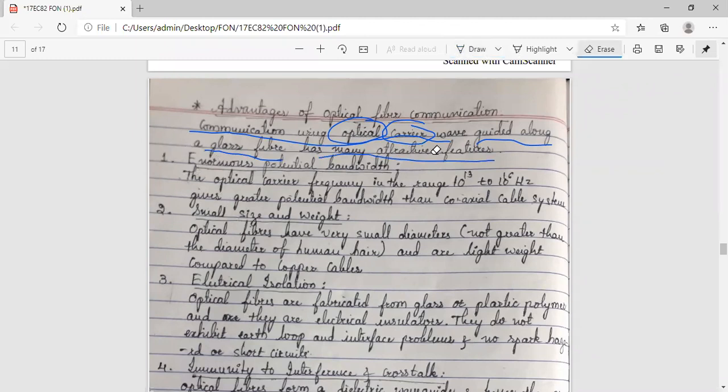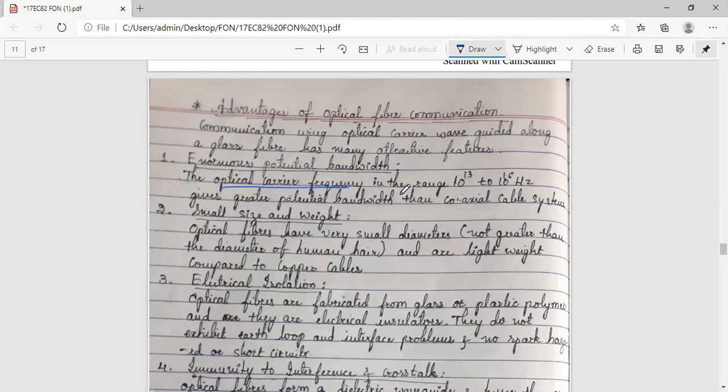The very first advantage associated with optical fiber communication is the enormous potential bandwidth. That is the most important advantage of optical fiber communication, that is bandwidth, the capacity.